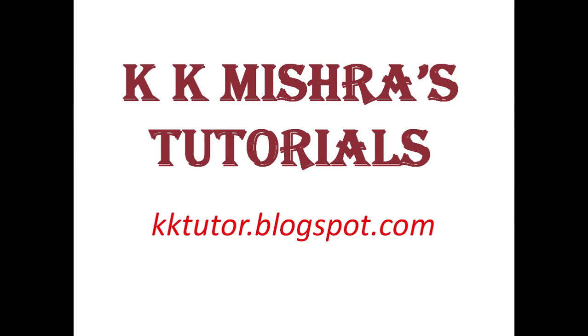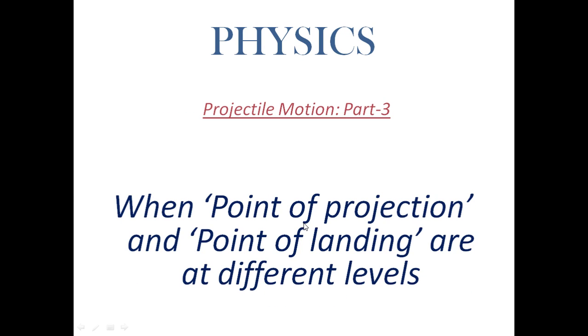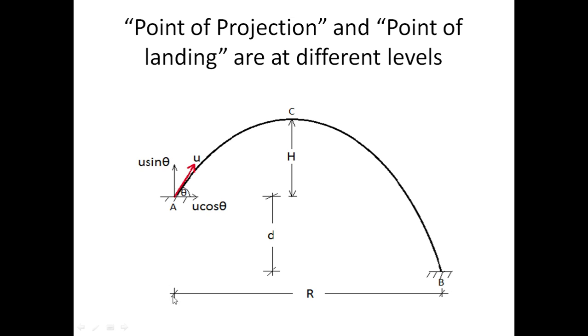We are further going to discuss the projectile motion. Earlier we had derived the expressions for the time of flight T, maximum height H and horizontal range R. But the point of projection A and point of landing B were at the same level. Today we shall discuss the projectile motion when point of projection A and point of landing B are at different levels. U is the velocity of projection and theta is the angle of projection.